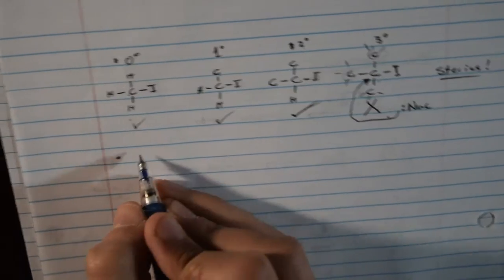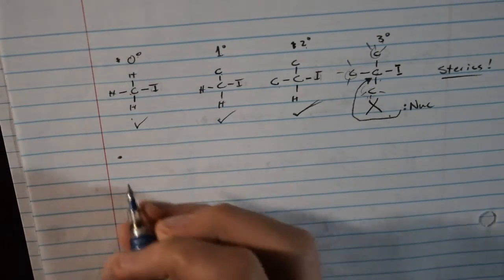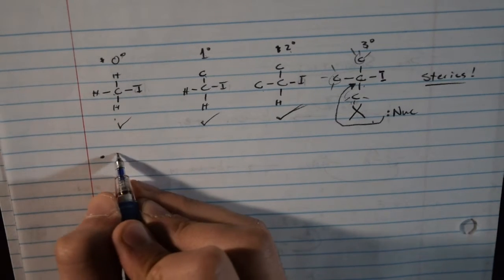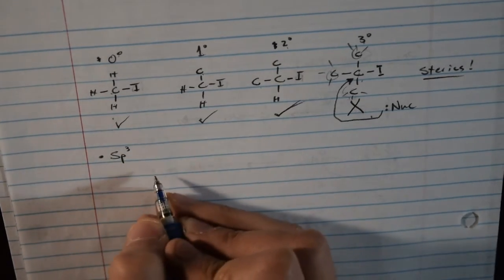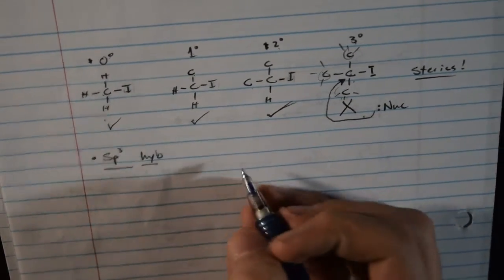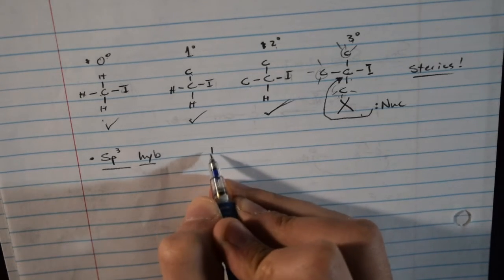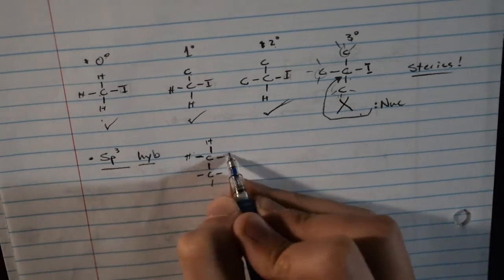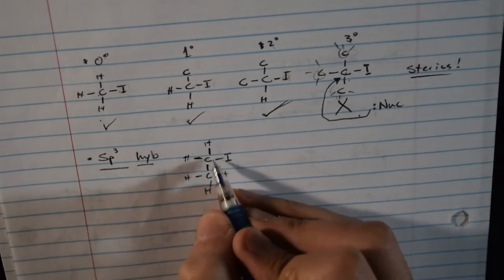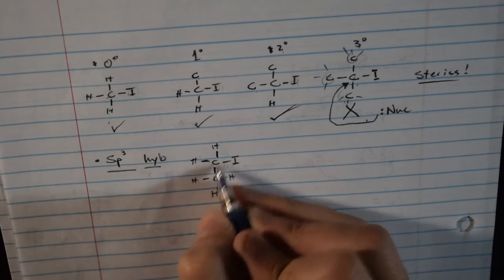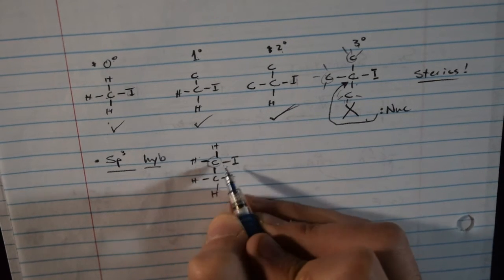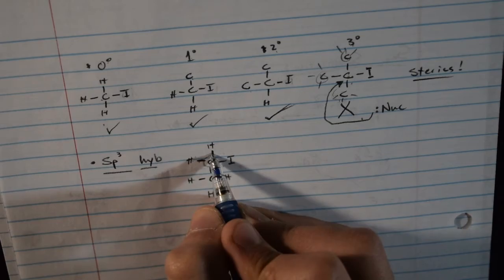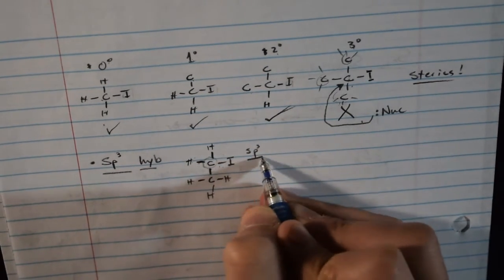Also, another important condition is that all of the molecules we want to do an Sn2 reaction on have to be sp3 hybridized. This means you can do an Sn2 with this molecule because this carbon right here, the one attached to the halide, is sp3 hybridized.